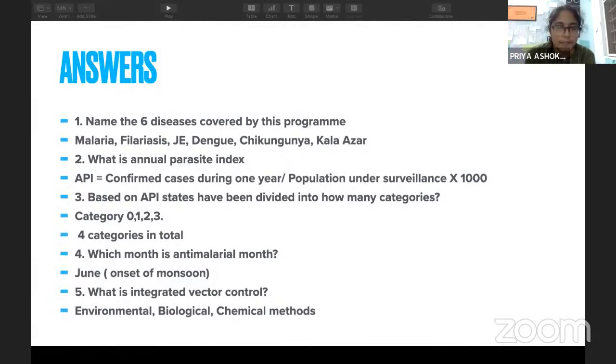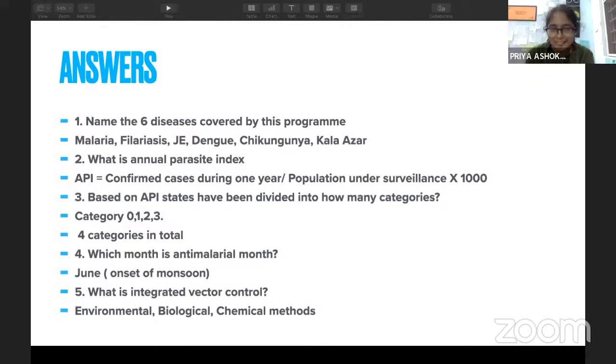So first one, name the six diseases covered by the program. Malaria, filariasis, JE, dengue, chikungunya, and kalazar. You were right here. Annual parasite index is, so you have to take the confirmed cases in 1 year by population under surveillance into 1,000. And based on that, you actually have four categories. It's 0, 1, 2, 3. Yeah. You didn't answer API, no? You didn't get three right then. Which month is anti-malarial month? June.